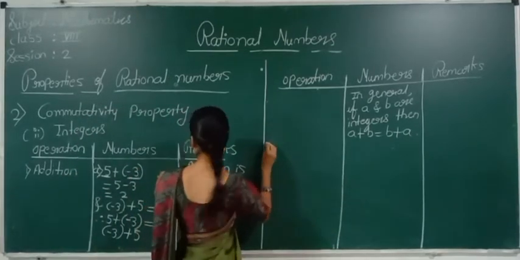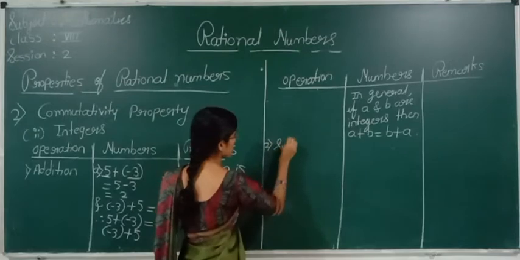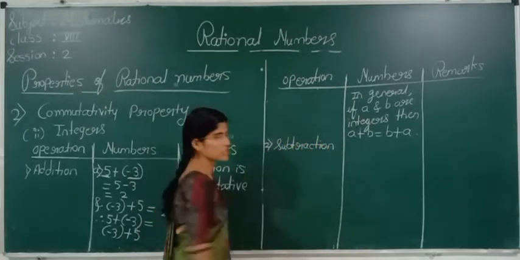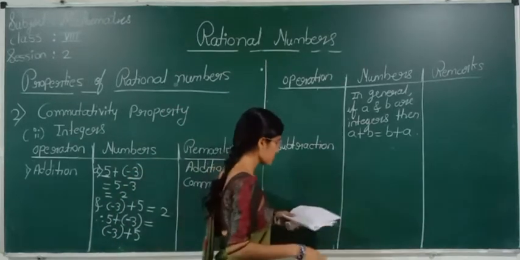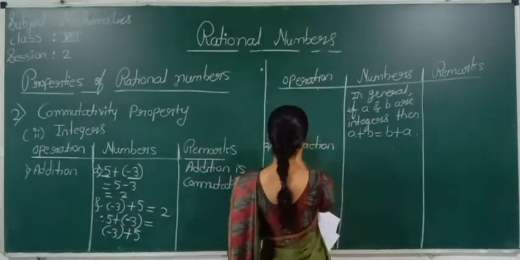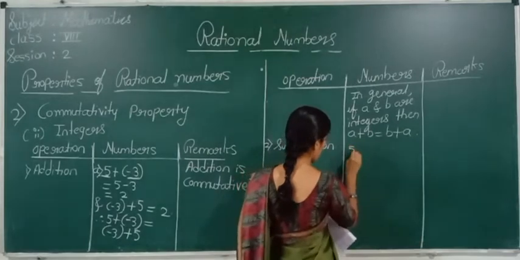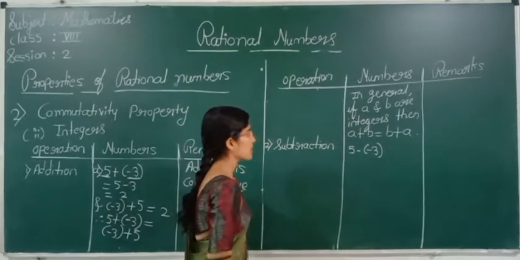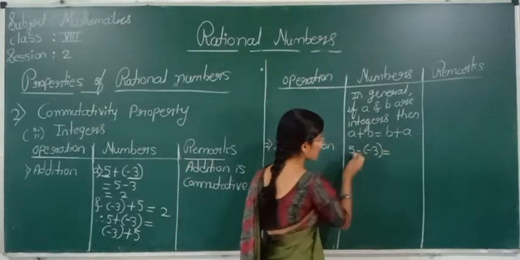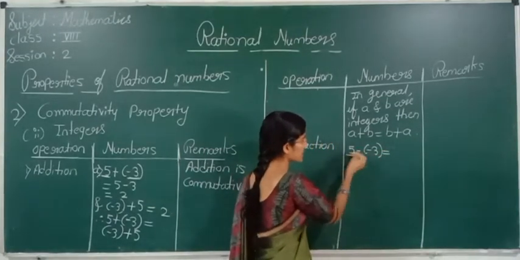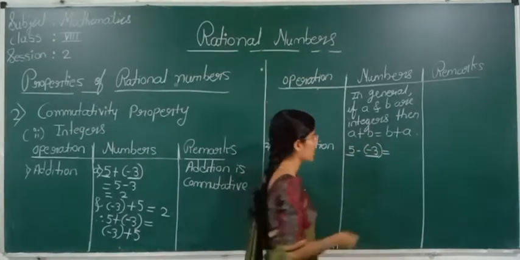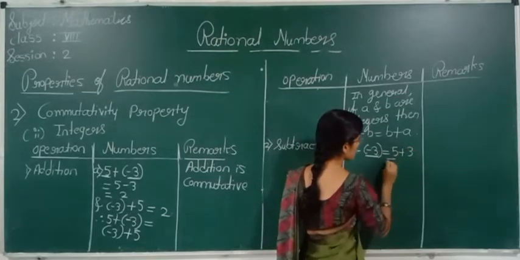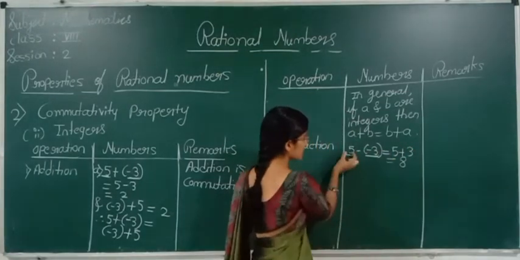Now we will see for subtraction. Is subtraction commutative for integers? We will check it. See here, we will consider 5 minus of minus 3. Now see here, 5 minus of minus 3. This is a and this is b. Okay, we will solve this: minus minus is plus. 5 plus 3 is 8. This is a minus b.